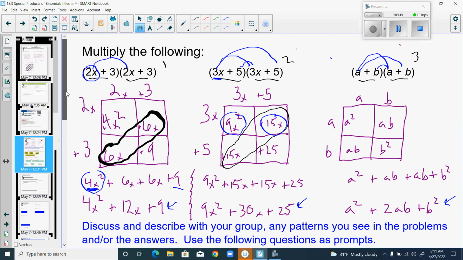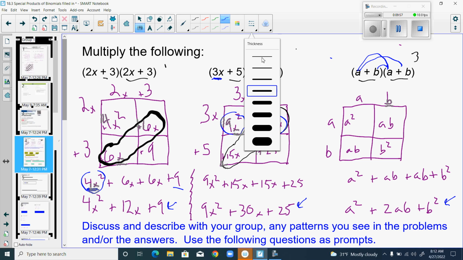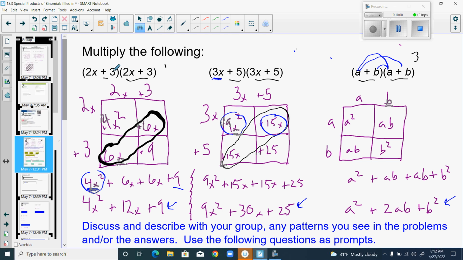I'm getting it from taking the last term and multiplying the last term together. So 3 times 3 is 9. 5 times 5 is 25. B times B is B squared. So that last term is also a pattern, and all I'm doing is taking the last term and squaring that. Okay? So we got a bunch of patterns happening.